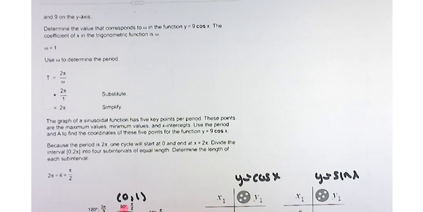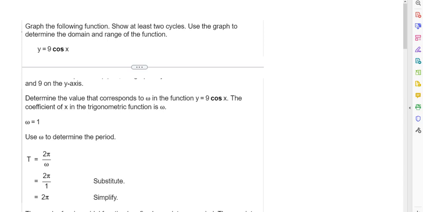In the homework looks kind of like this, and perhaps a better view of that problem would be right here. You're asked to graph y equals 9 cosine x, determine the domain and range of the function. So there's a few things that you can get right off the bat. It has an amplitude of 9, which is not a big surprise.